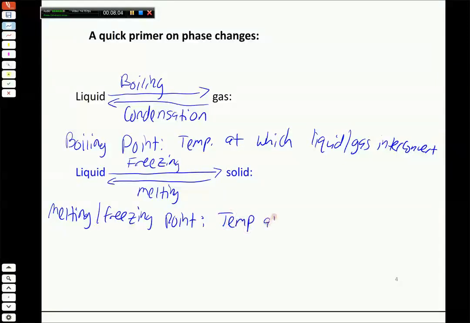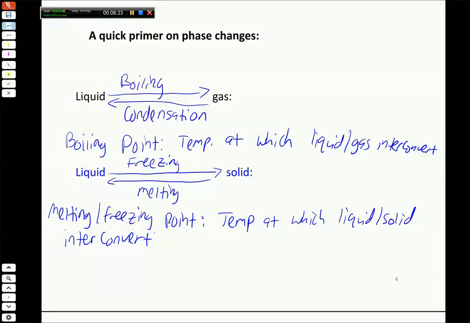Again, every substance is going to have its own characteristic melting point, which is the temperature where this process occurs. There's again a more precise definition of this that we might get into later, but for now just know that this is the temperature at which the solid and the liquid convert between each other.